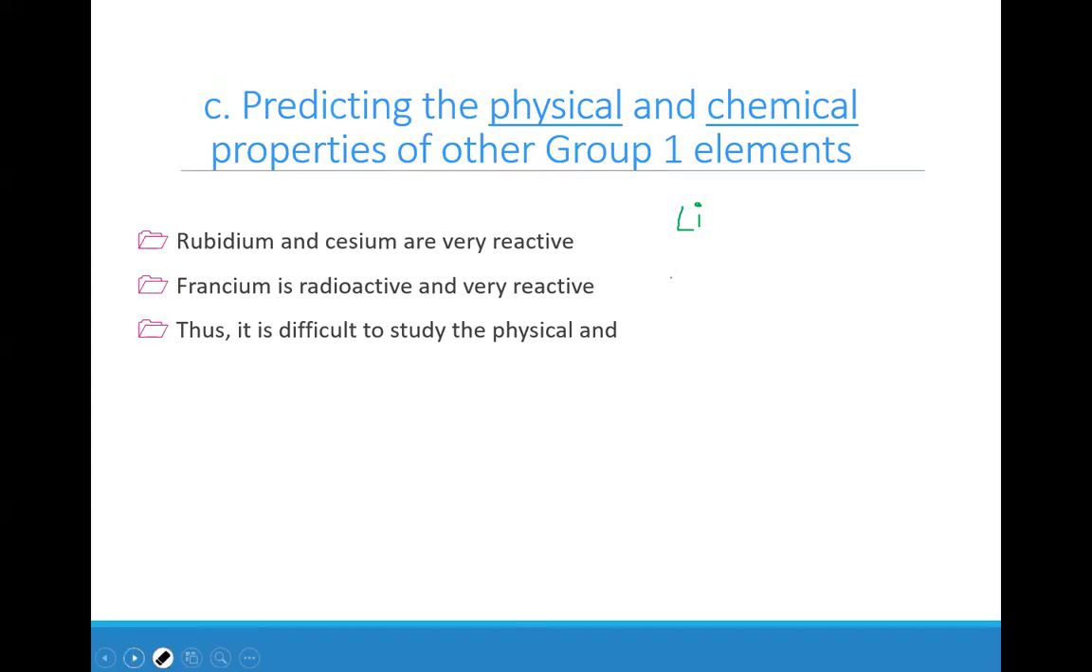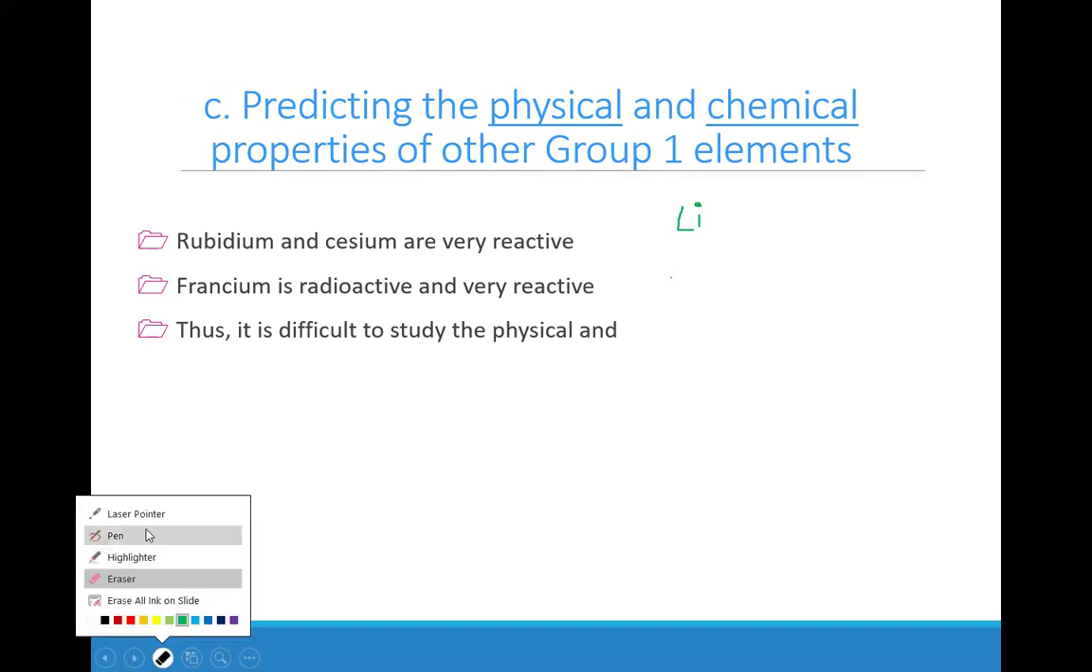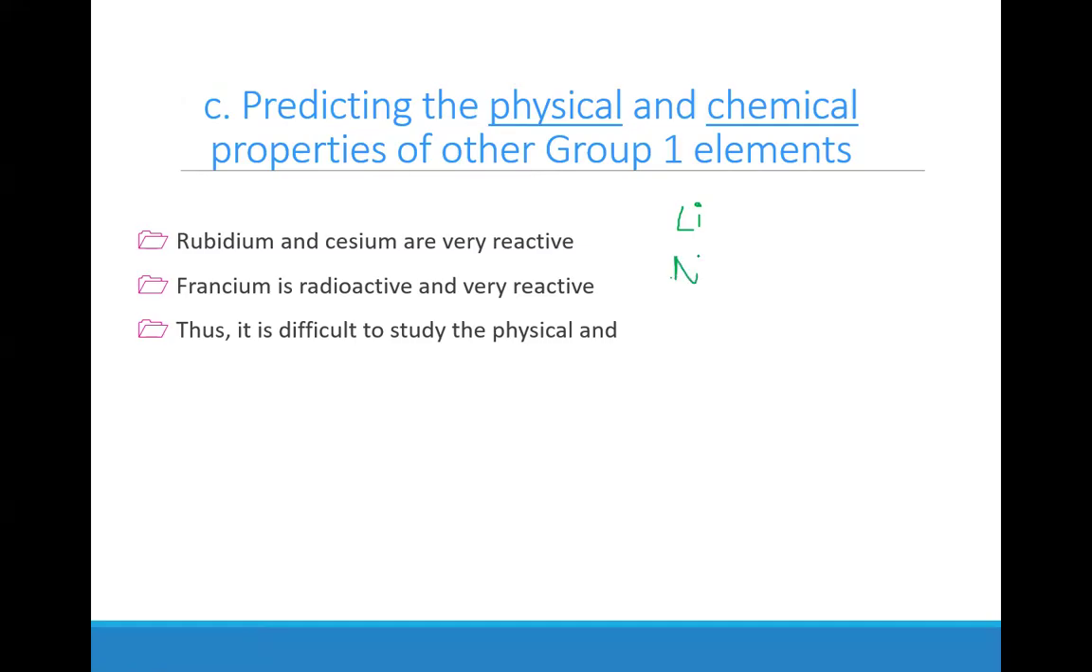So we have the group 1 elements. We have sodium, we have potassium, then rubidium first, then we have cesium, and then we have francium. As you move down this group, you should remember that these elements will become more and more reactive. This is the only trend for the chemical properties that you should know.